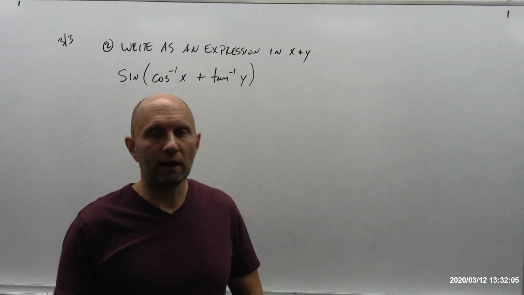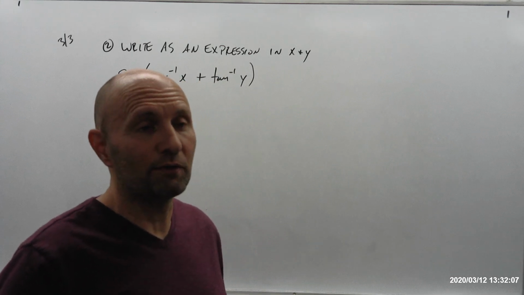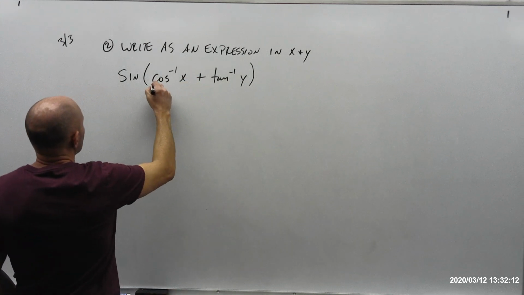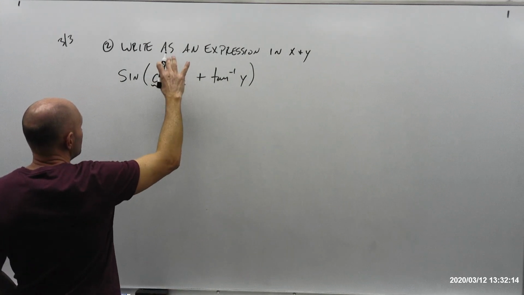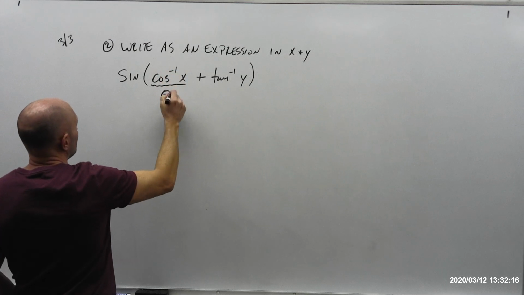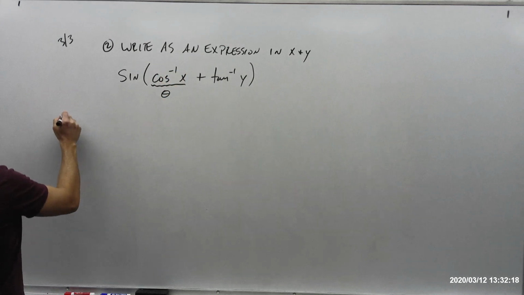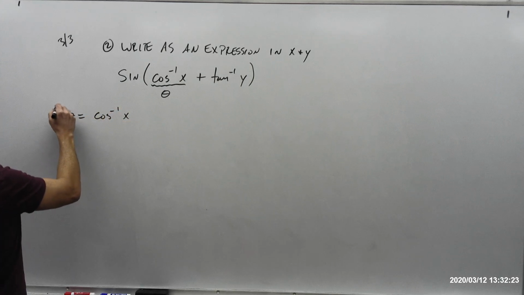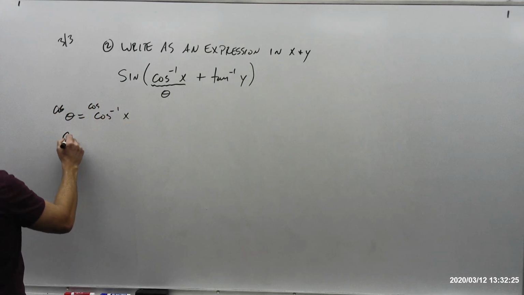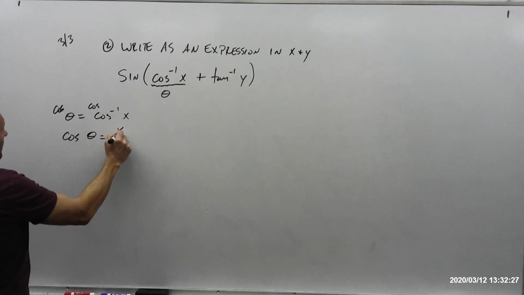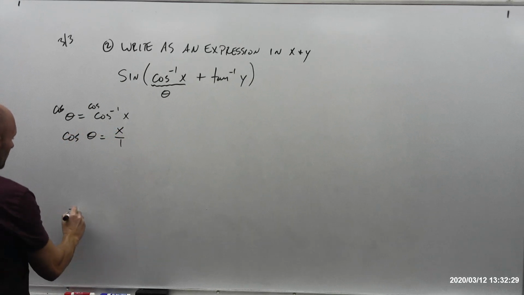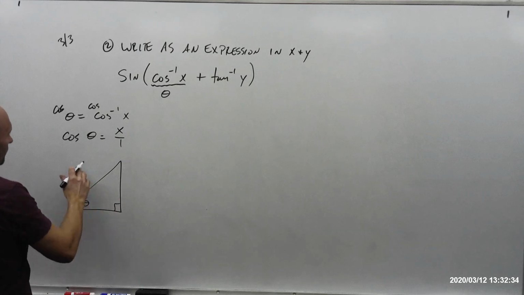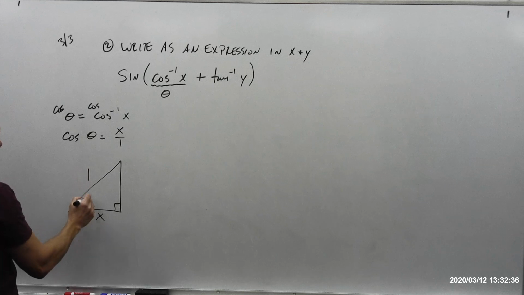So we're going to build a triangle. The method is the same. In this case, we have to do 2 of them, but otherwise everything else is the same. So I'm going to say that this inside piece that has the inverse function, that's my theta. So theta is equal to cosine inverse of x. If I take cosine of both sides, I get cosine of theta is x. I'm going to call it x over 1. When I build this triangle, cosine is adjacent over hypotenuse.